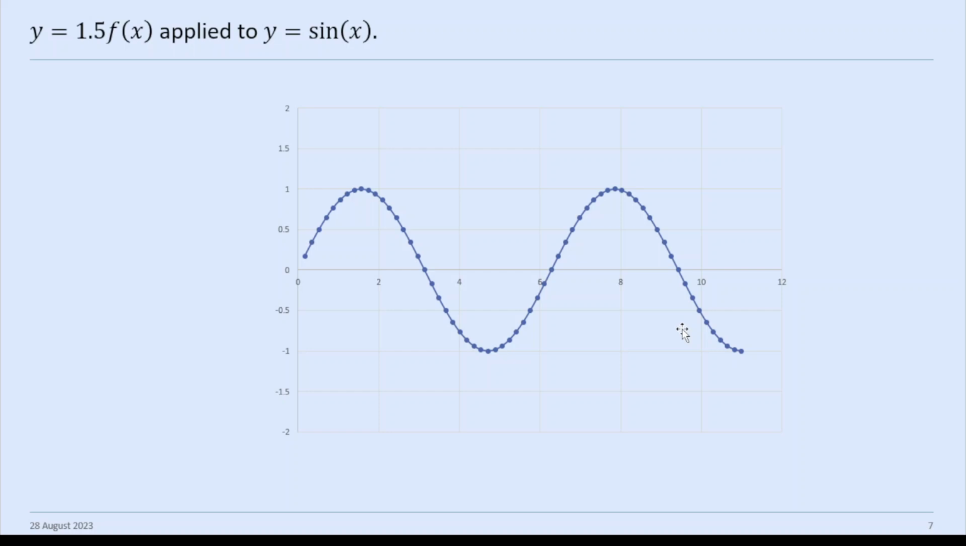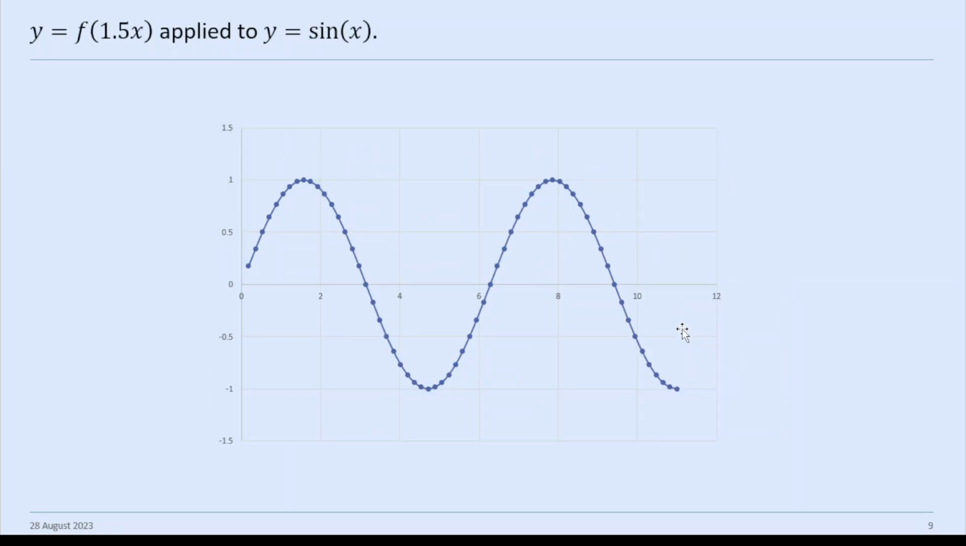y equals 1.5 times f of x looks like this. So it's just the original curve but stretched by 50% up and down. And then finally we're going to look at y equals f of 1.5 times x. So f of 1.5 times x, this will squash it.